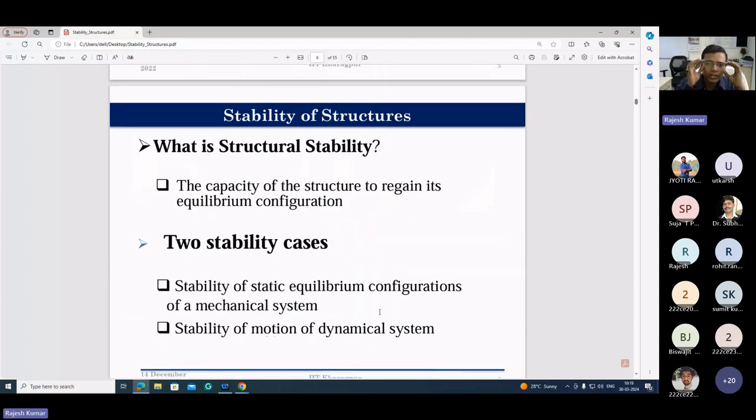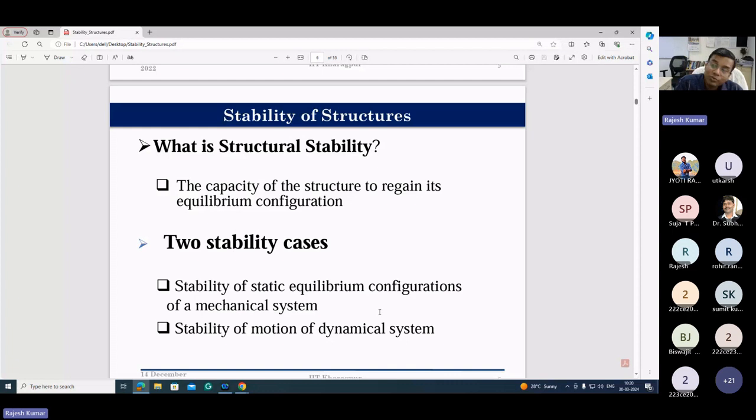So let us first try to understand what structural stability is: the capacity of the structure to regain its equilibrium configuration. Okay, this is known as structural stability. Capacity of the structure to regain its equilibrium configuration. The next slide will discuss it. Okay, there are different types of stability. So here try to understand two stability cases: stability of static equilibrium configurations and stability of dynamical systems.